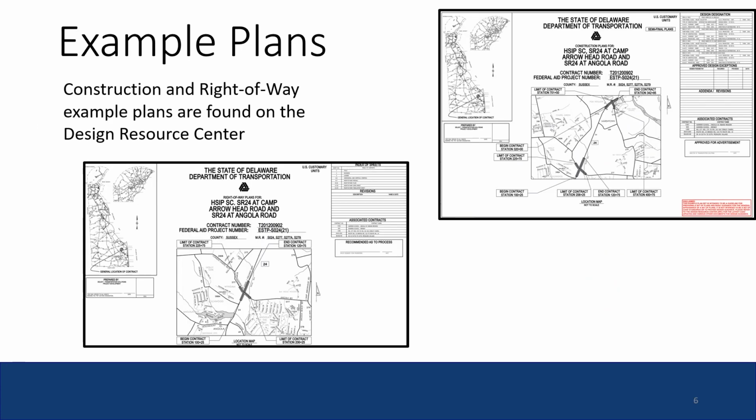Construction and right-of-way example plans are found on the Design Resource Center. These plans are to be used by the practitioner as a guide in the preparation of right-of-way plans. Example right-of-way plans are provided for standalone plan sets and right-of-way plans that are incorporated into construction plan sets. Bridge projects frequently have right-of-way plans that are incorporated into construction plan sets.